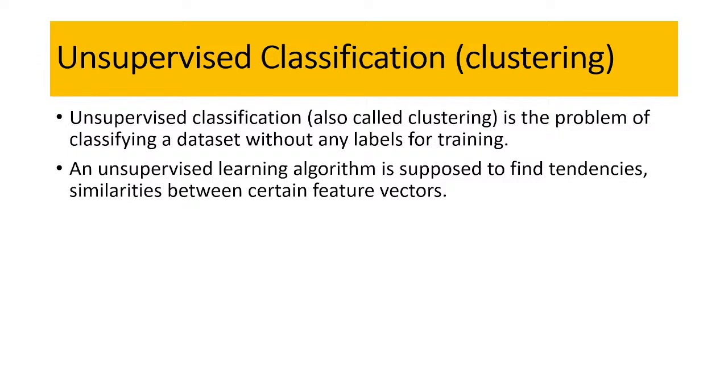And how does it work? Mainly, the unsupervised algorithm finds the tendencies and similarities between certain feature vectors or pixel values. So its main target is to find the tendency and similarities between certain pixel values of satellite images and make the classification.